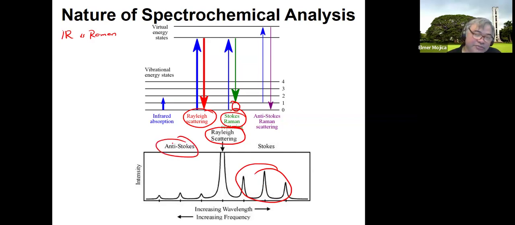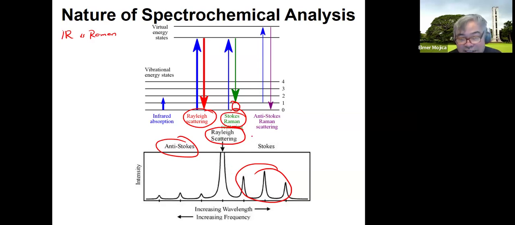So anti-Stokes happens if the molecule is in a vibrationally excited state. When it interacts with the probe beam, the interaction can cause the molecule to give up its vibrational energy to the probe beam and drop to the ground state. In this case, the scattered light is higher in frequency than the probe beam. This is referred to as anti-Stokes Raman scattering, and this is much less common compared to Stokes scattering. The most common occurrence is the light that is absorbed and then re-emitted at the same frequency, and that is the Rayleigh.